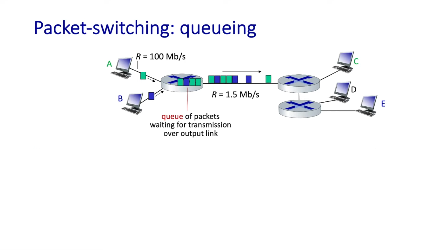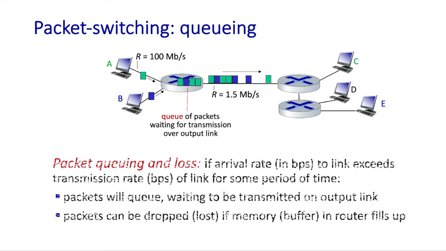Well, to get back to networking, packet queues are going to form at a router's outbound link whenever the arrival rate in bits per second on the input link exceeds the transmission rate, bits per second, of that output link for some period of time. When there are packet queues, there are going to be queuing delays. Packets are going to have to wait in routers rather than being forwarded on their way to their destination.